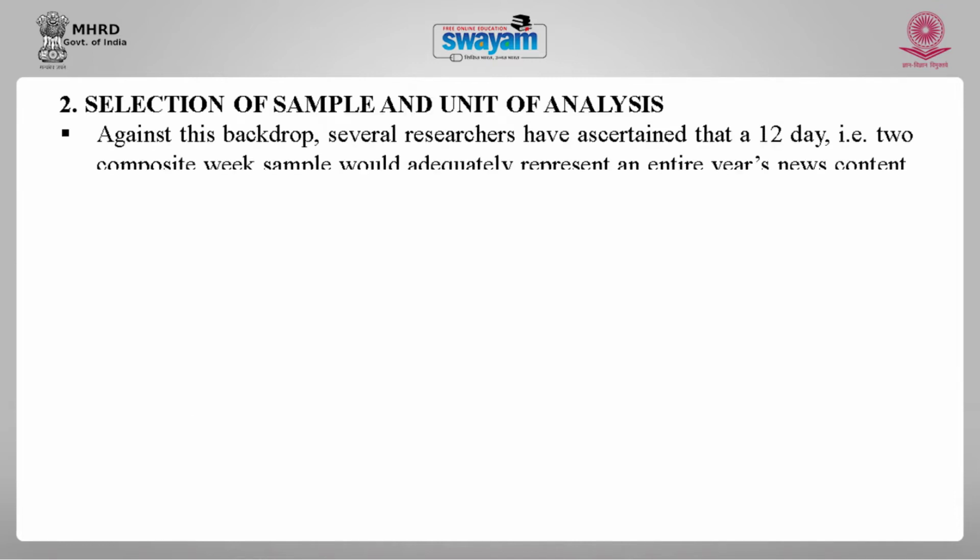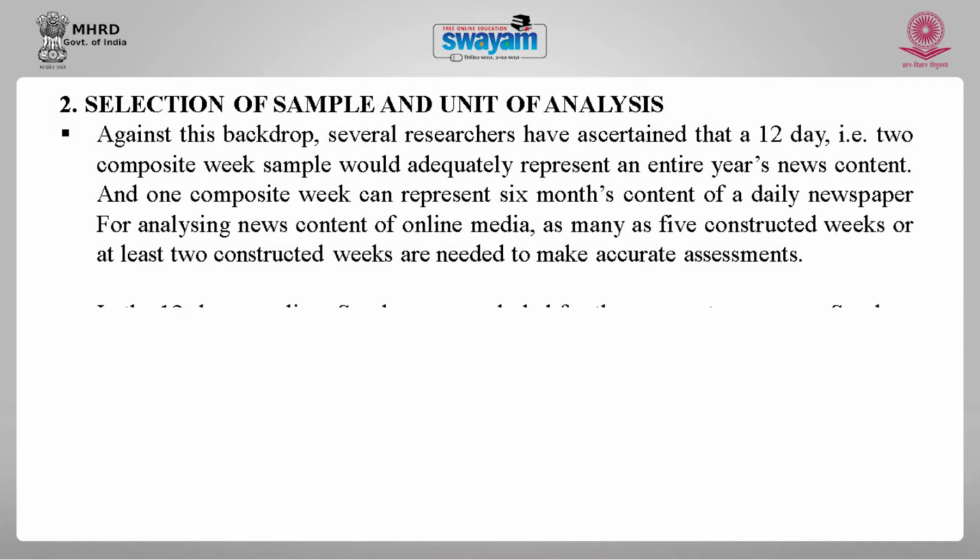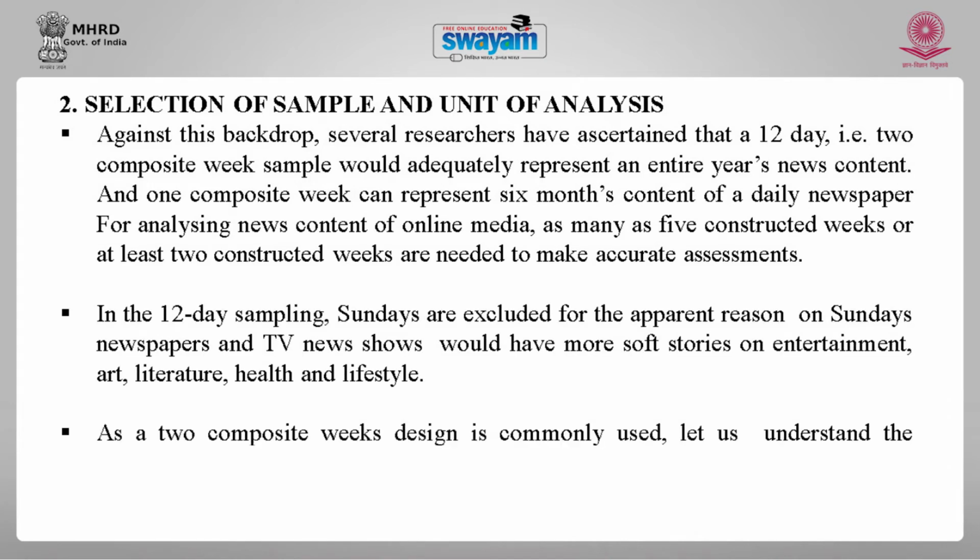Against this backdrop, several researchers have ascertained that a 12-day, that is 2 composite week sample would adequately represent any entire year's news content, and 1 composite week can represent 6 months content of a daily newspaper. For analyzing news content of online media, as many as 5 constructed weeks or at least 2 constructed weeks are needed to make accurate assessments. In the 12-day sampling, Sundays are excluded for the apparent reason that on Sundays, newspapers and TV news shows would have more soft stories on entertainment, art, literature, health and lifestyle.